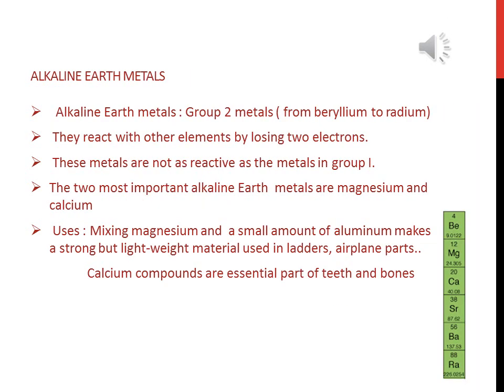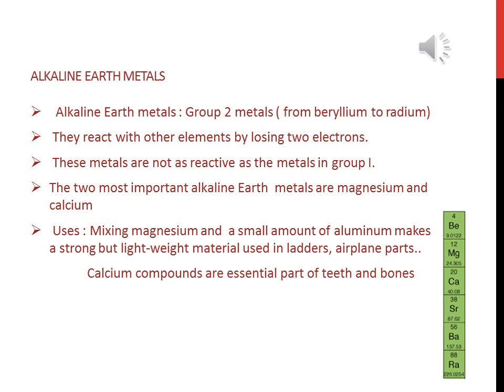Group 2 of the periodic table contains the alkaline earth metals. For example, beryllium, magnesium, calcium, strontium, barium, and radium. What are some properties of alkaline earth metals? First, they react with other elements by losing 2 electrons. Also, these metals are not as reactive as the metals in group 1.